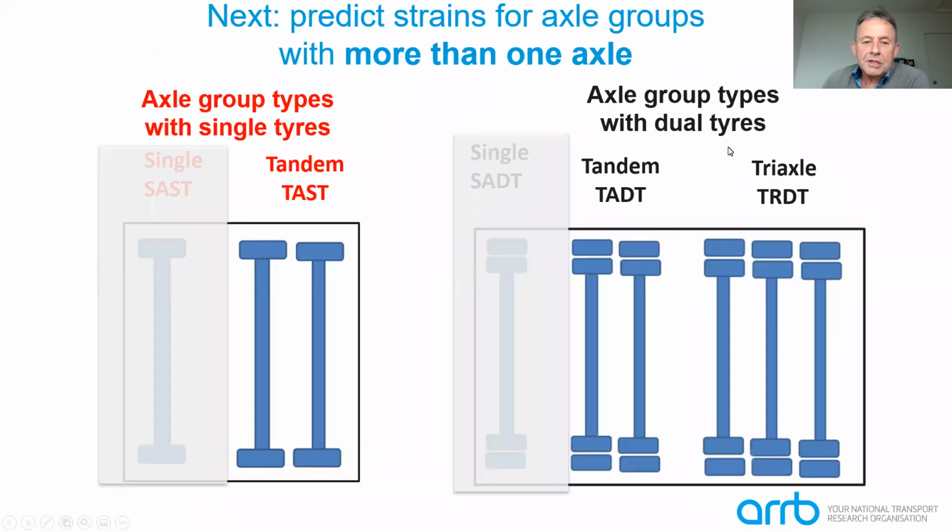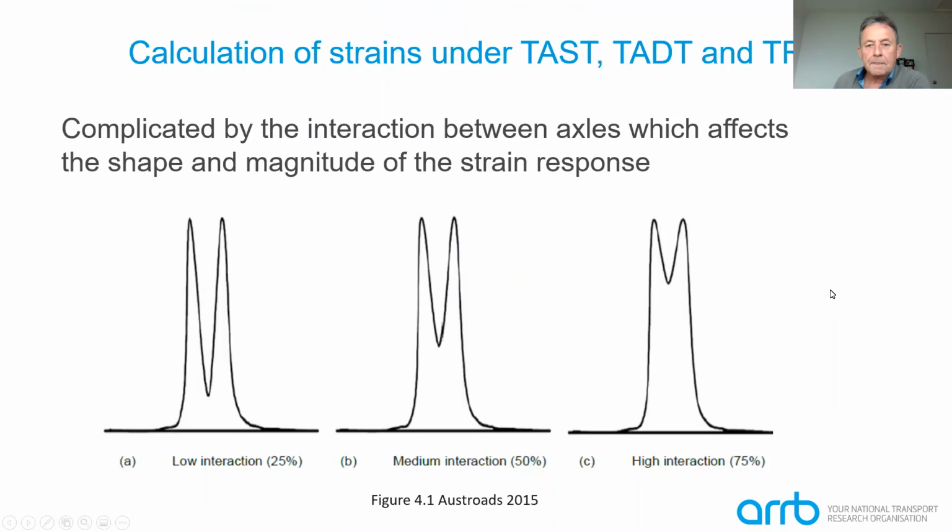So the more complex situation occurs when you have more than one axle in the group. For example, we talked earlier about twin steers, tandem axles with dual tyres, and triaxles. For these axle groups where there's more than one axle, there are interactions between the axles in the group.